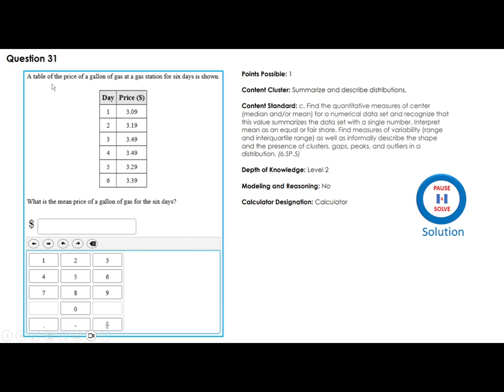A table of the prices of a gallon of gas at a gas station for 6 days is shown. What is the mean price? 6 days, and they want the mean price. The mean means the average, means you add all of them and divide by how many of them you have. So first you total them, and then you divide by 6. You have 6 of them, you get 3.32.